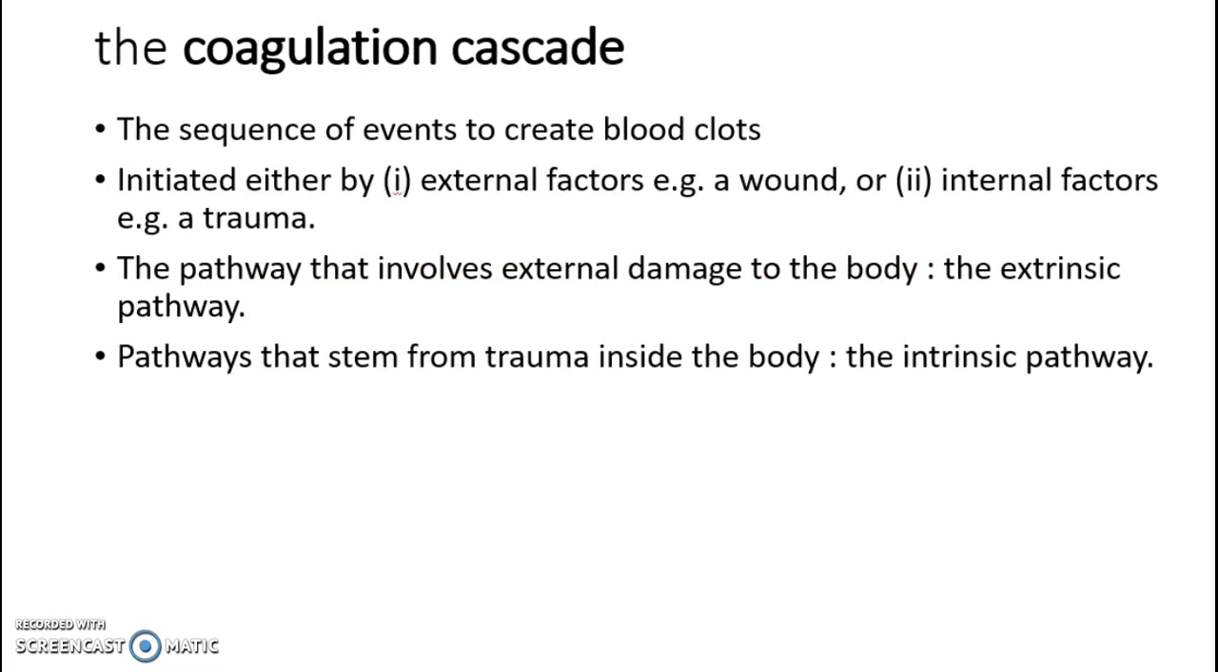Okay, so the coagulation cascade, a bit of revision on that. It's started either by external factors such as a wound or internal factors, and the pathway that involves external damage to the body is called the extrinsic pathway, and the pathway that stems from trauma inside the body is called the intrinsic pathway.